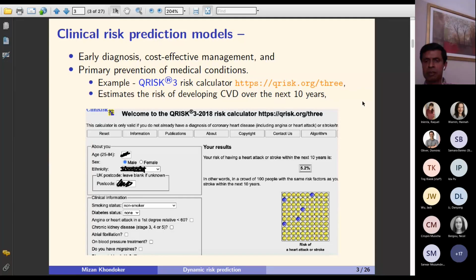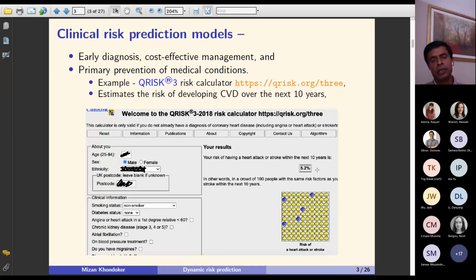This is a screenshot of the risk calculator. If I input my personal data, age, gender, blood pressure, area, postcode, etc., I have blacked them out because they're my personal data and not necessary for you to know, but it tells me that my risk of having a heart attack or stroke in the next 10 years is 5.2%. So this is very easy to interpret.